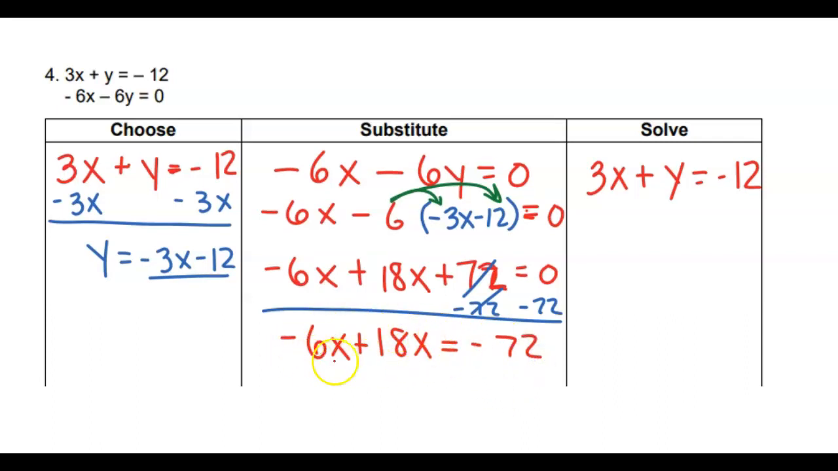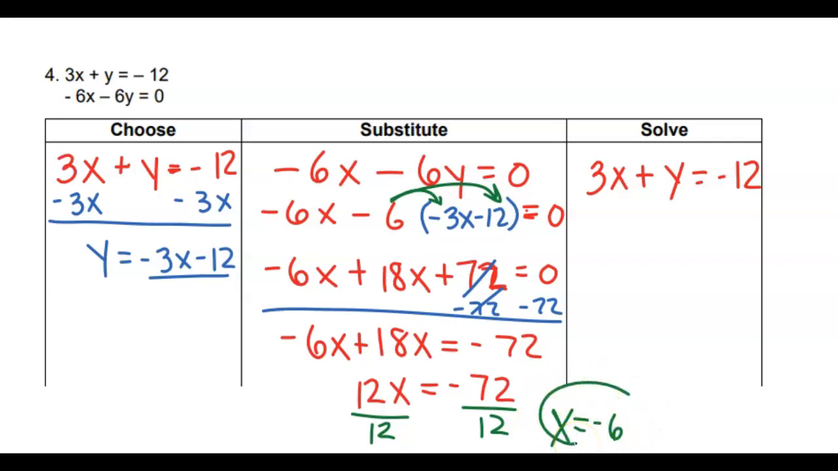These x's are on the same side of the equation, so I combine a negative 6 and a positive 18. And then I need to solve for x, so I need to divide both sides by 12. So I need to divide 72 divided by 12, and that has a negative sign, so this is going to be a negative 6. X is equal to negative 6.